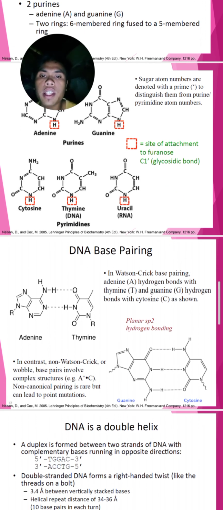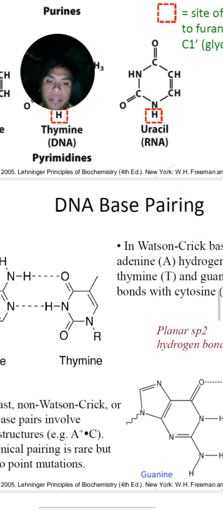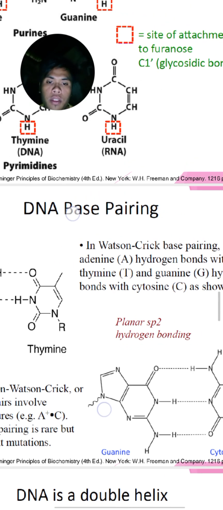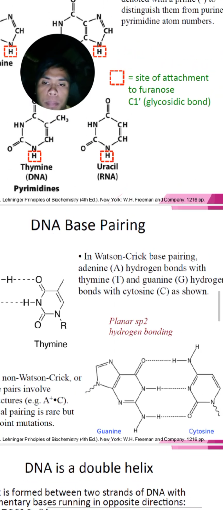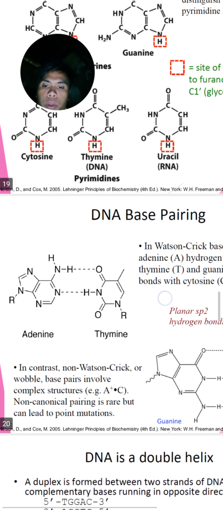So in DNA, in Watson-Crick base pairing, adenine forms a hydrogen bond with thymine, and guanine forms a hydrogen bond with cytosine, as shown. As you can see here, the hydrogen bonding for planar sp2 is between guanine and cytosine, and here between adenine and thymine.